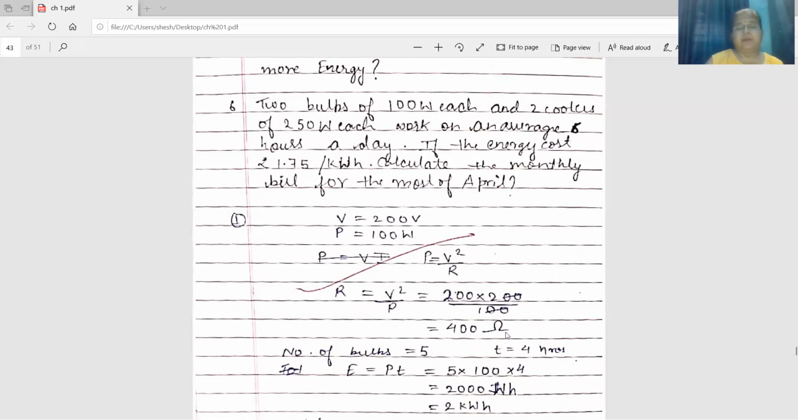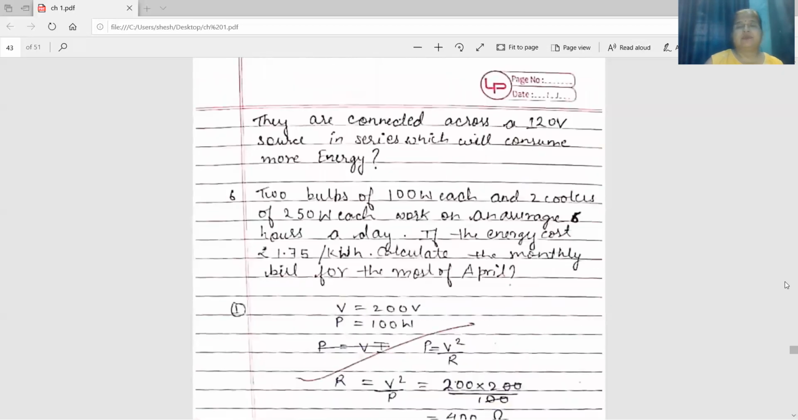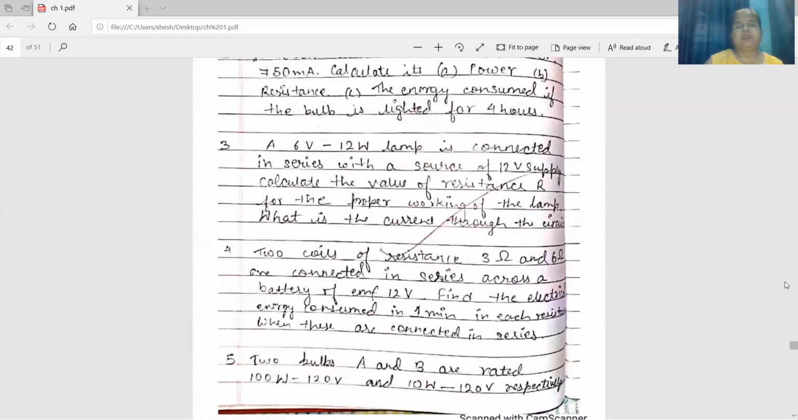For the second part of the question, the number of bulbs given is 5 and they are burned for 4 hours. You are asked to find out the cost. Two parts here.